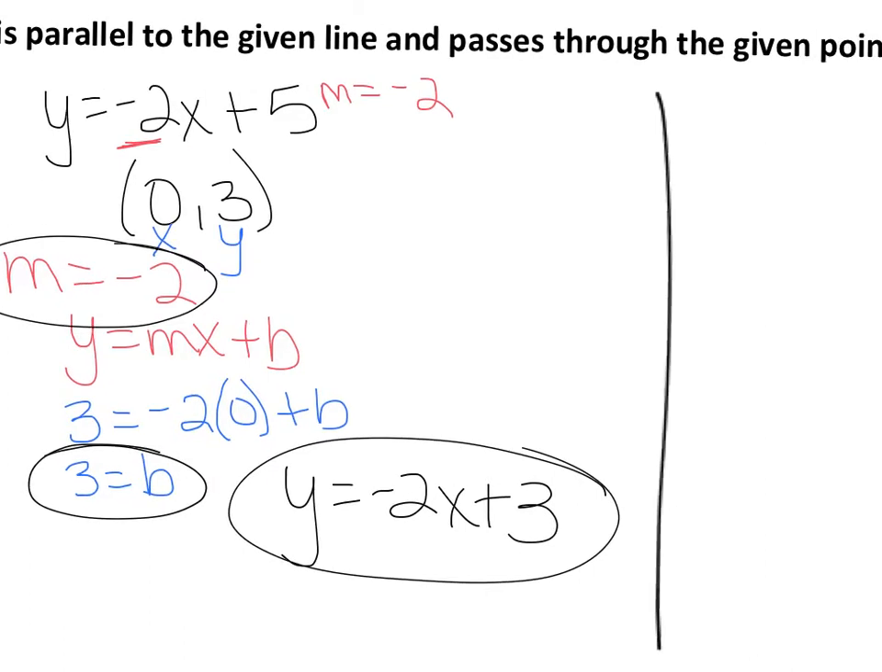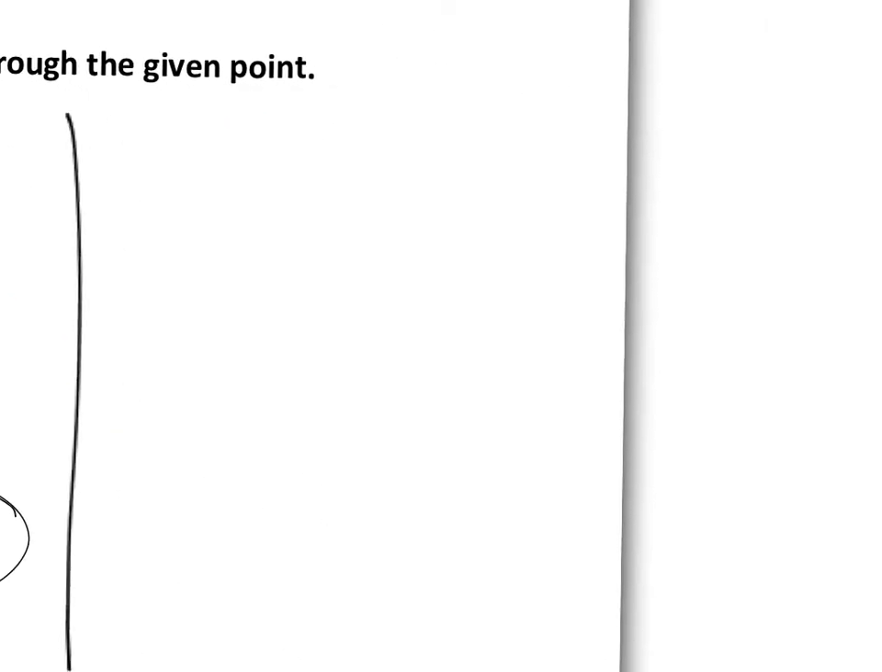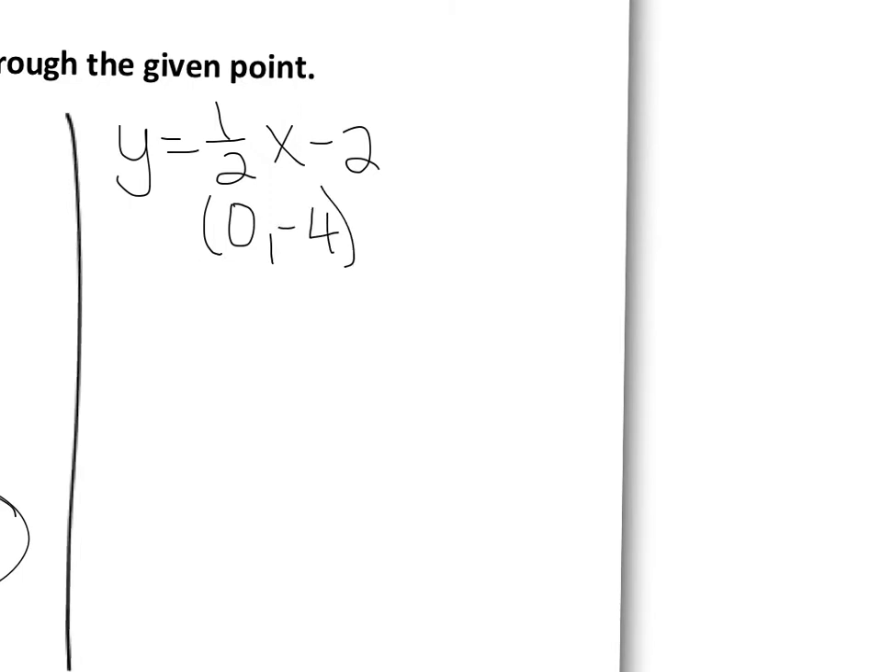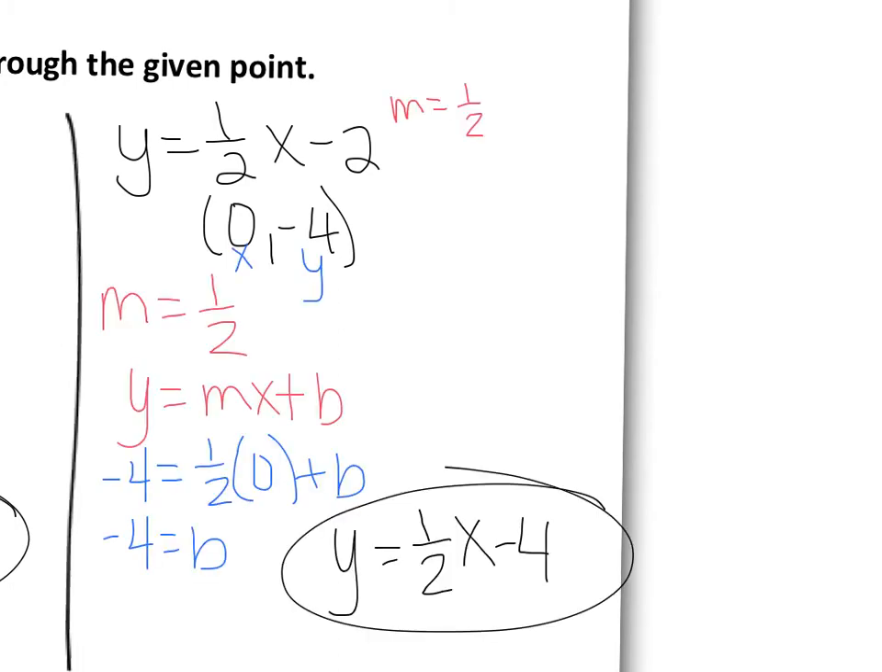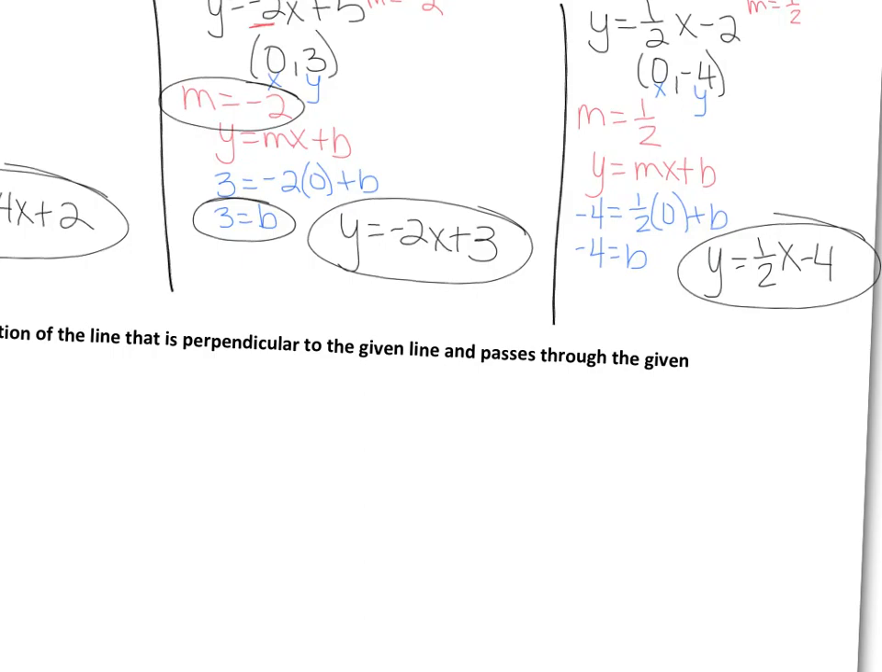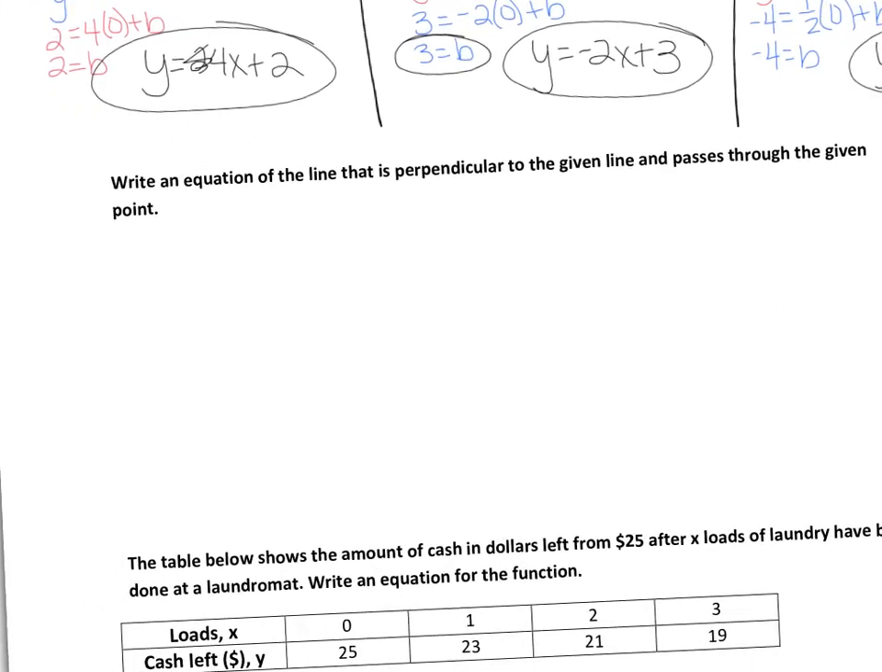Okay, I want you guys to do this next one. I want you to write an equation of the line parallel to y equals 1/2 x minus 2 that passes through the point (0, negative 4). Go ahead and pause the video and write that equation for me. Okay, you should have gotten y equals 1/2 x minus 4. So parallel lines are pretty easy.